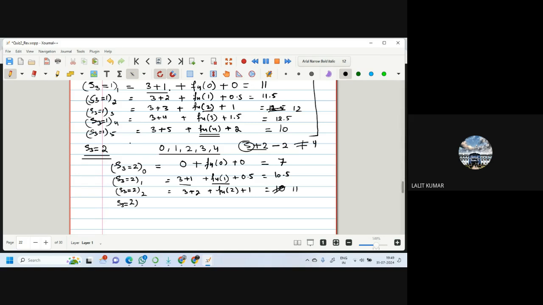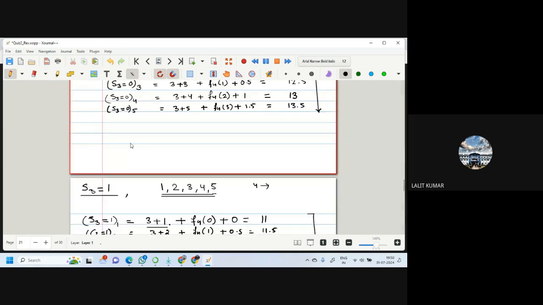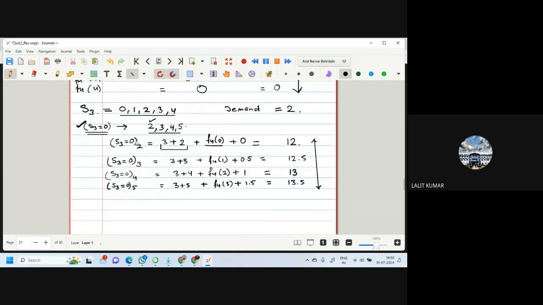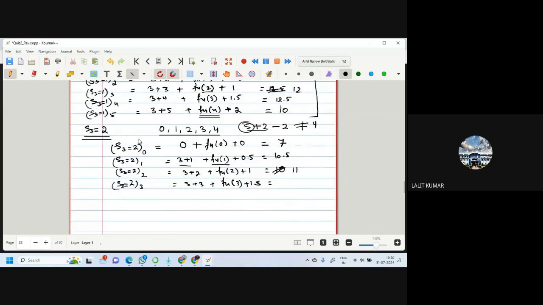S3 is equal to 2. I order 3. 3 plus 3 plus F4(3) plus 1.5. 6 plus 7.5. F4(3) is 4. So this becomes 11.5. S3 is equal to 2. Order 4. 3 plus 4 plus F4(4). Carrying cost is 2. This is 0. 4, 3, 7 plus 2, 9. So this I got for S3 is equal to 2.